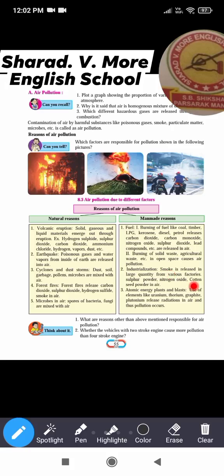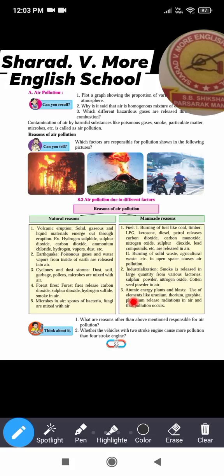Industrialization. Smoke is released in large quantity from various factories. Sulfur powder, nitrogen dioxide, nitrogen oxide, cotton seed powder in air. Because of industrialization, this also causes air pollution, because from the industries smoke is released in large quantity. Sulfur powder floats in the air when released from the industries. Nitrogen oxide gases are released in the air and cause air pollution.